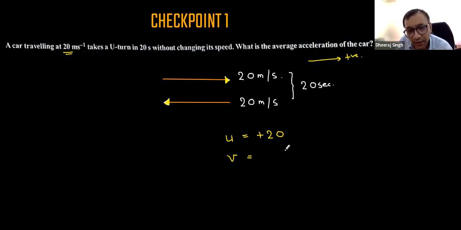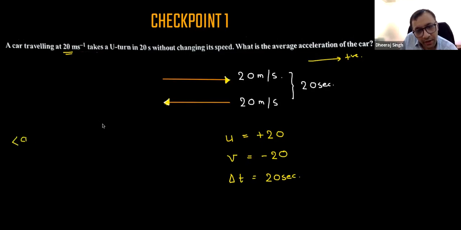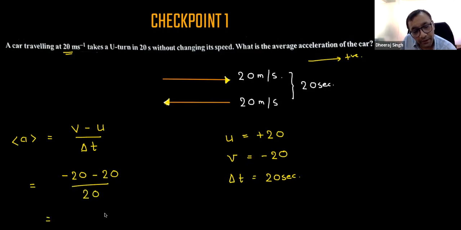Correct, minus 20. I can as well say initial is minus 20, final is plus 20 then. And the time taken is 20 seconds, right? So average acceleration, as you all know, is final velocity minus initial velocity divided by the time taken. So final velocity is minus 20, initial is plus 20, divided by 20. So you will get minus 2 meter per second square.